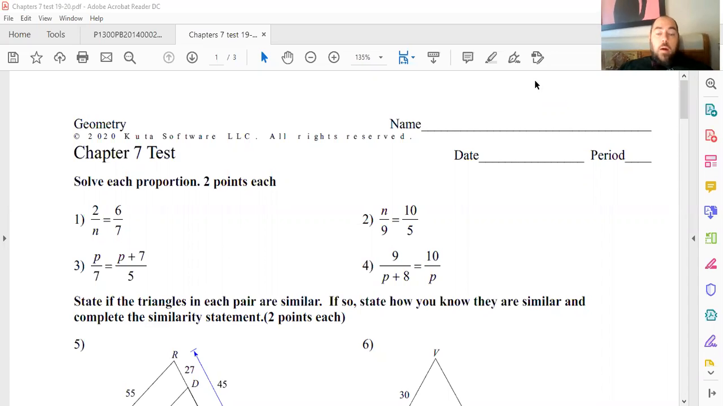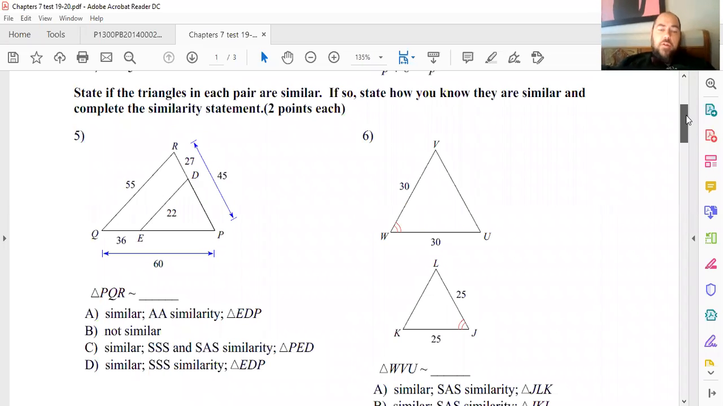So we were just done with number four. So we're gonna scooch on down to number five. It says, state if the triangles in each pair are similar. If so, state how do you know. Complete the similarity statement. Okay.